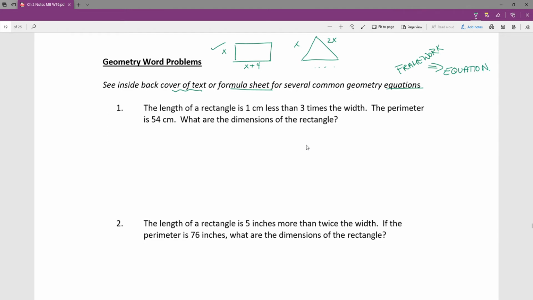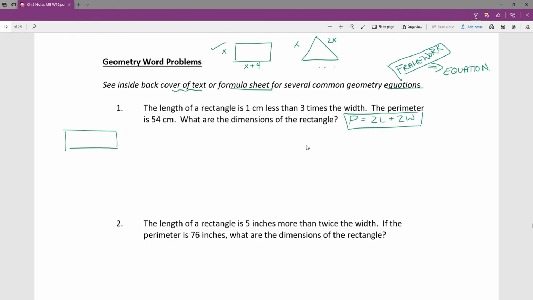In number 1, it says the length of a rectangle, so this is about a rectangle, I'm going to draw a rectangle, is 1 less than 3 times the width. The perimeter is that. Okay, so I've got my rectangle. I know that the perimeter of a rectangle is twice the length plus twice the width. That is my framework equation here that I'm going to use to build my equation once I've labeled my diagram.